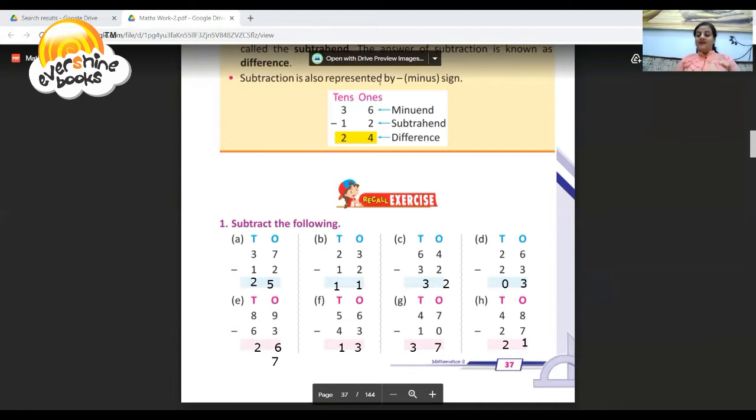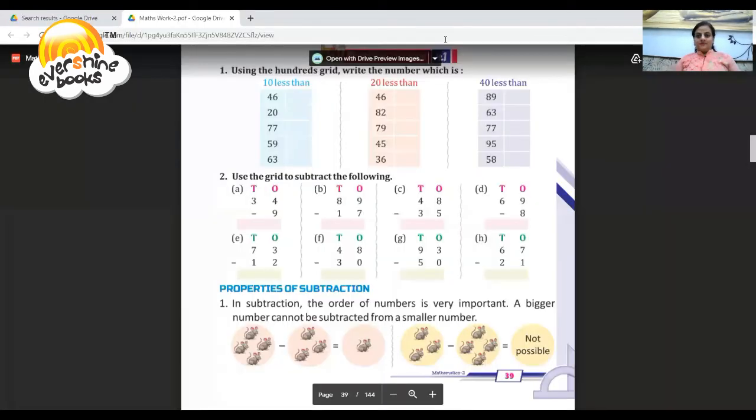Okay, here we have recalled the sums, the minus sum or the subtraction. In that we have done two-digit subtraction. Now we are going to do our exercises. In that we are going to do 4.1. Using the 100 grid, write the number which is 10 less than 46.